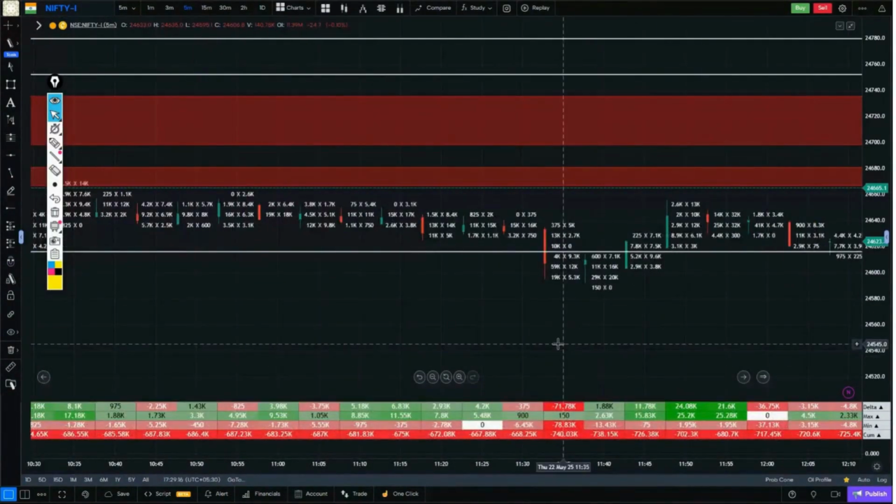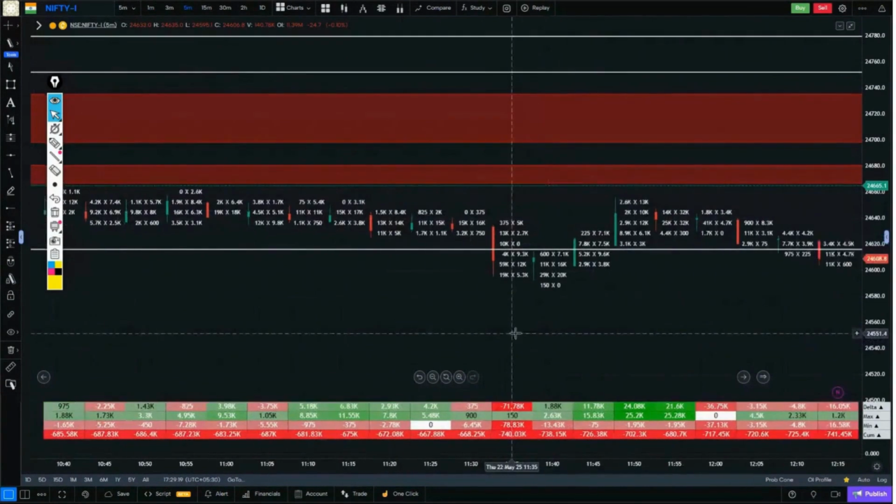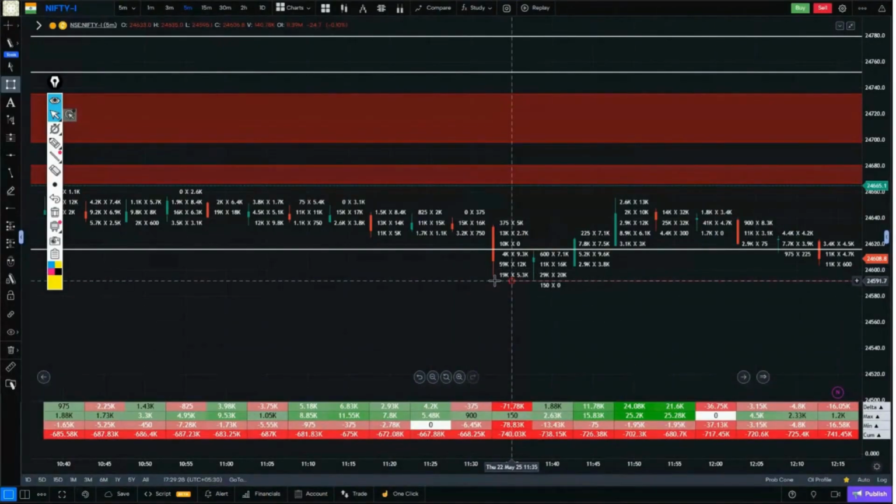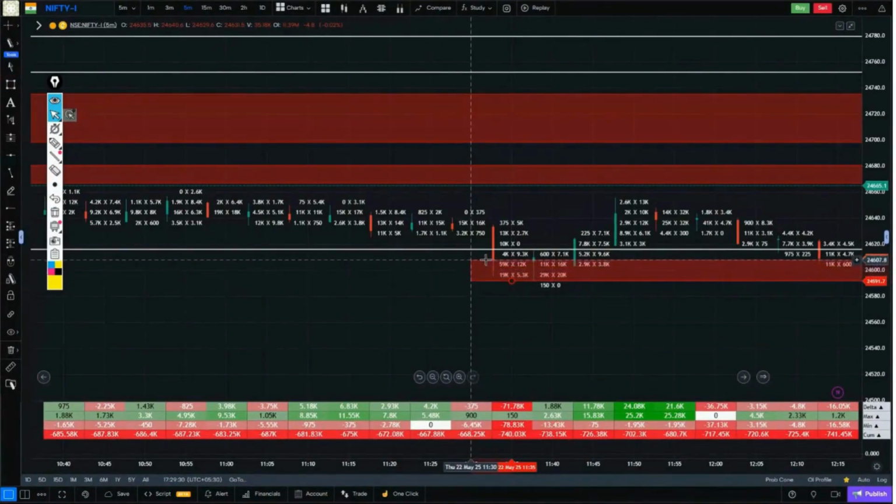Another candle appeared at 11:35, in which there was significant selling. Look at this, a delta of 71K, and which were its biggest selling zones. See here, there was selling of 59K. But the special thing was that the very next candle broke that selling zone.